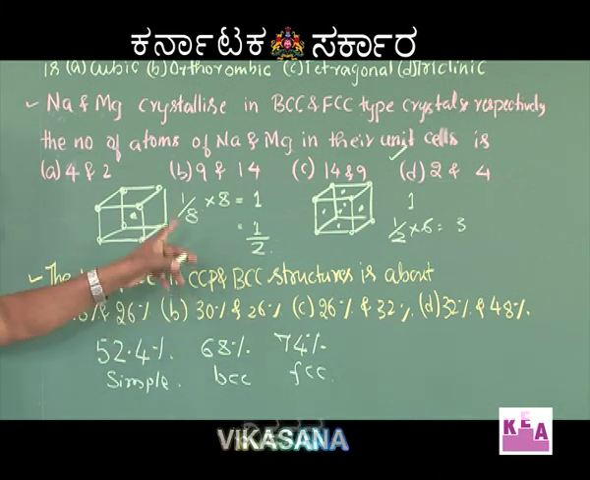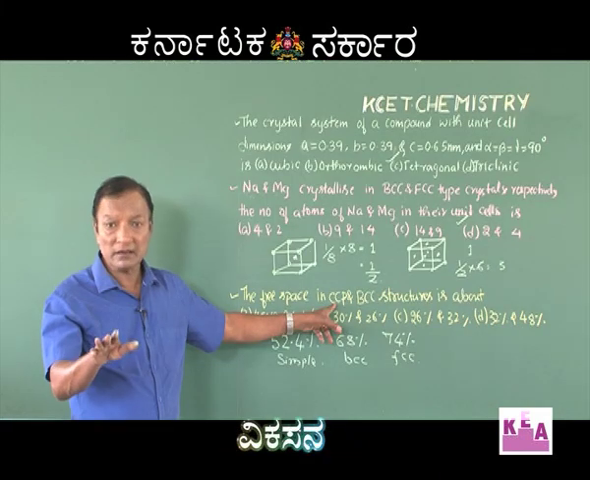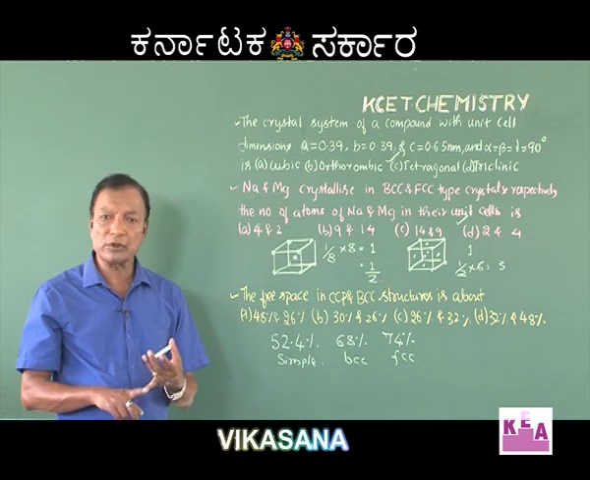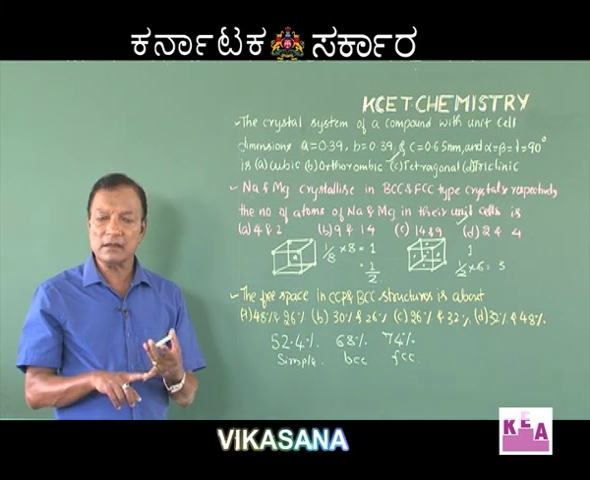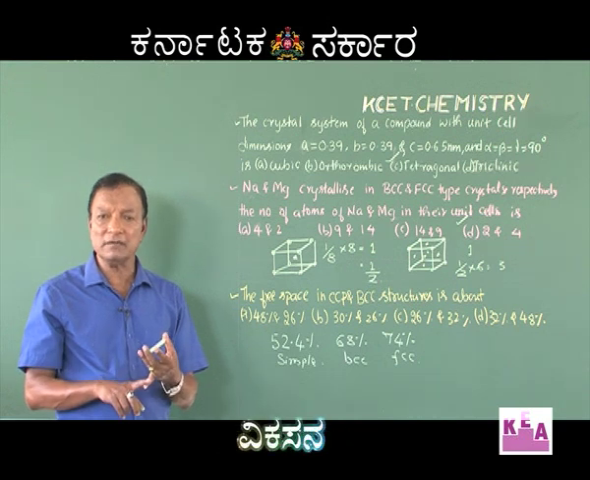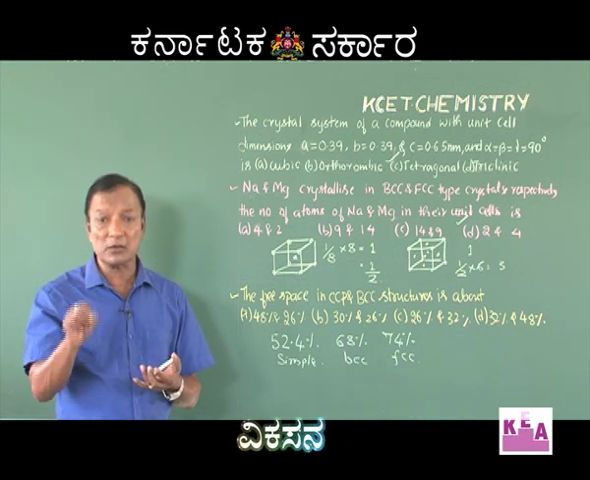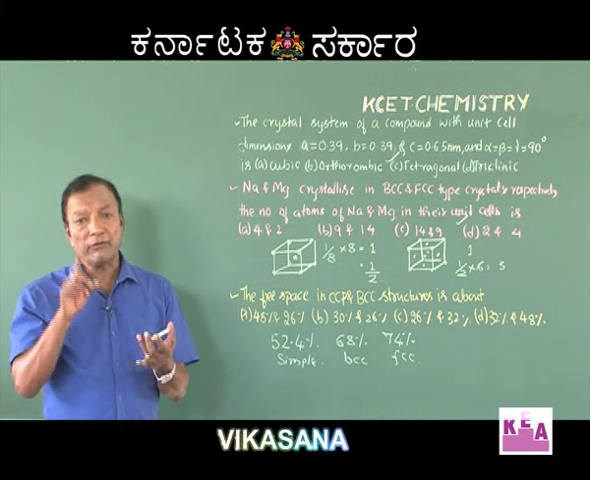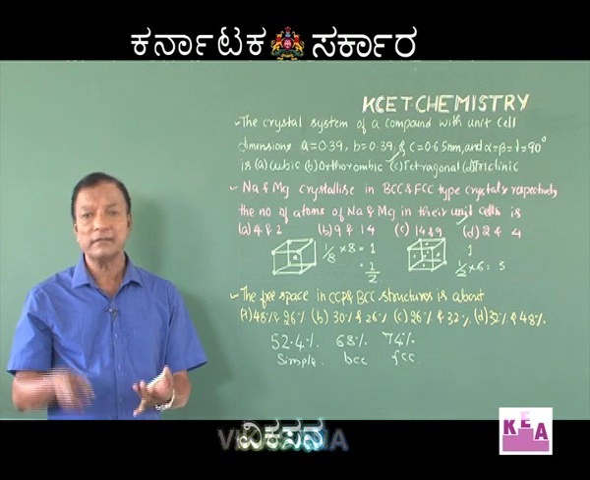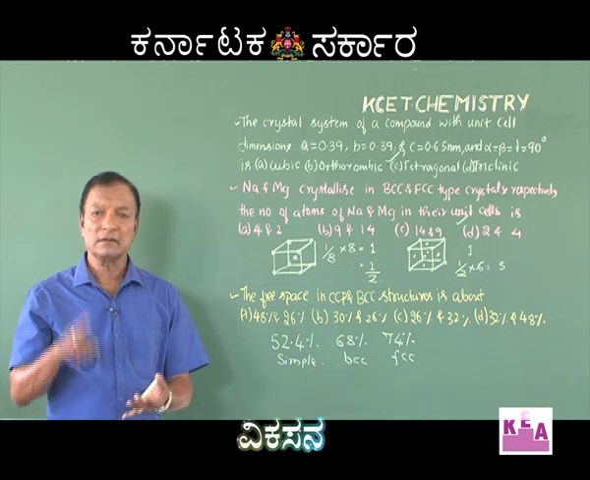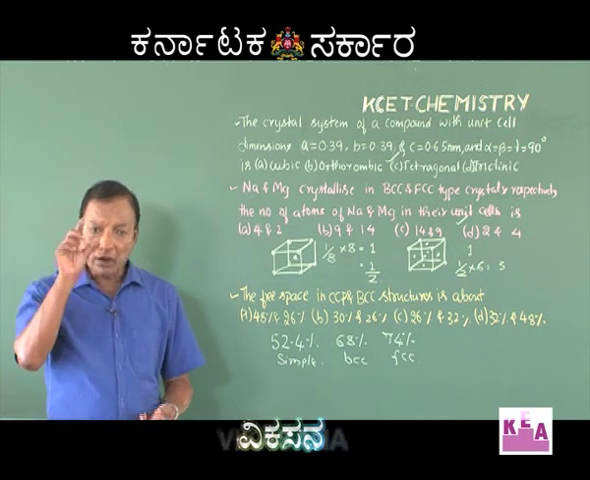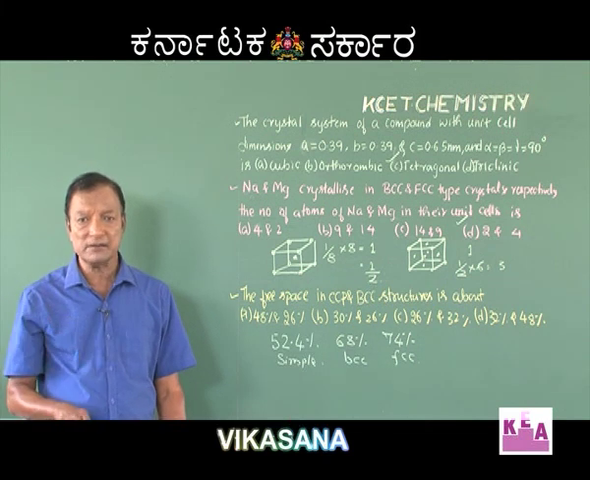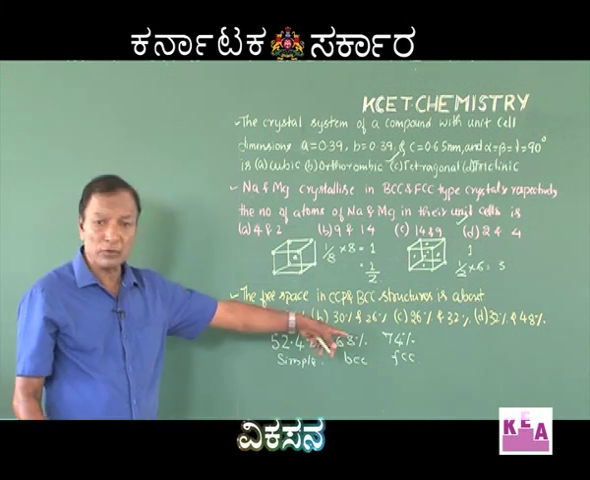The free space in CCP. Here, one more point we have to note. CCP, cubic close packing, FCC, the face-centered cubic unit cell, and HCP, hexagonal close packing. I repeat, the face-centered cubic unit cell, hexagonal close packing, and cubic close packing all have the same magnitude of efficiency, and the efficiency is 74%.